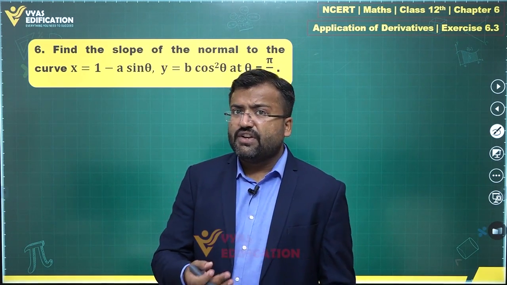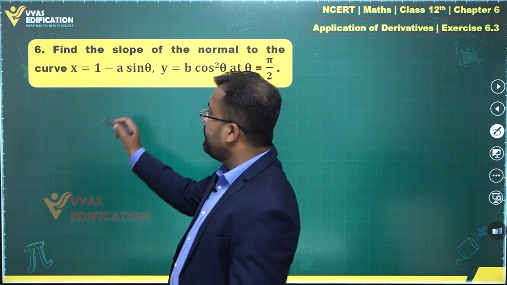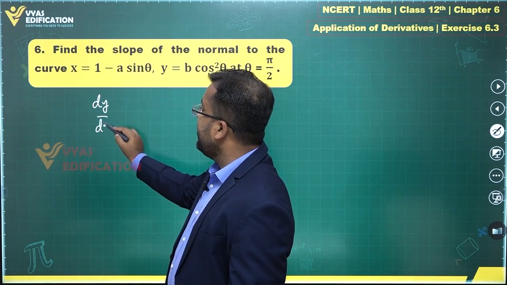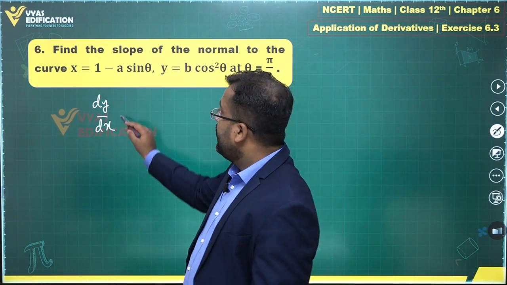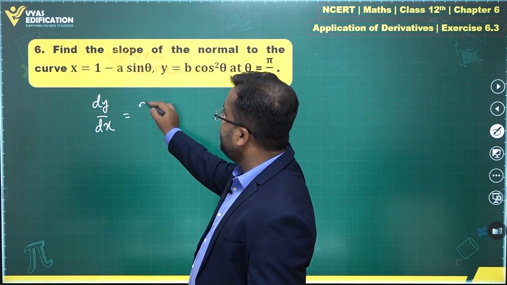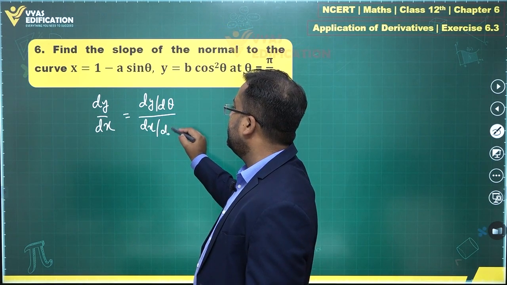For slope of normal, the first thing that we will require is dy by dx. That's the slope of tangent, right? And with the help of that, we will be able to find the slope of normal. So dy by dx is what we are interested in. And since x and y are given in terms of parameters, we'll write dy by dx as dy by d theta over dx by d theta.